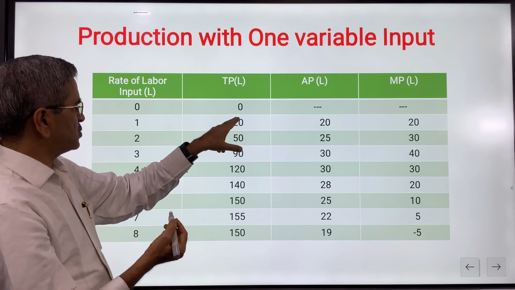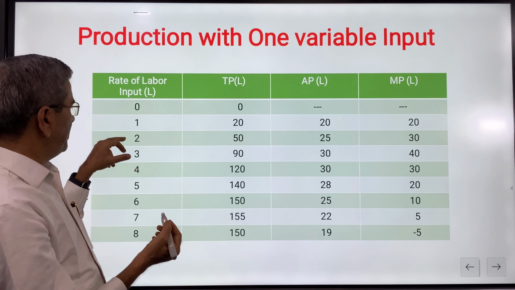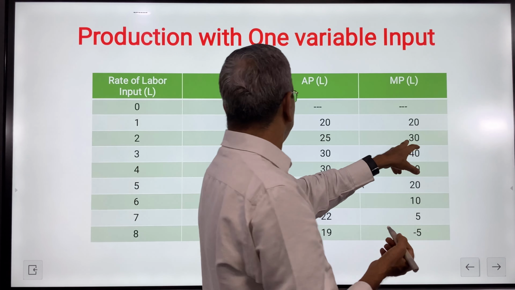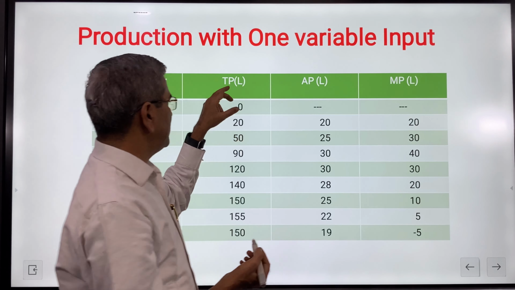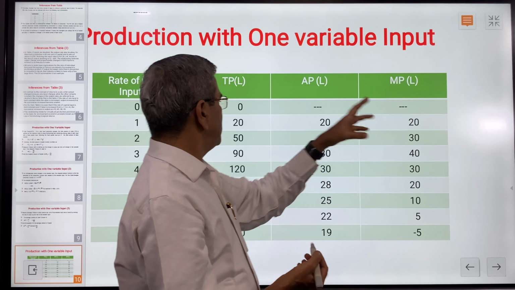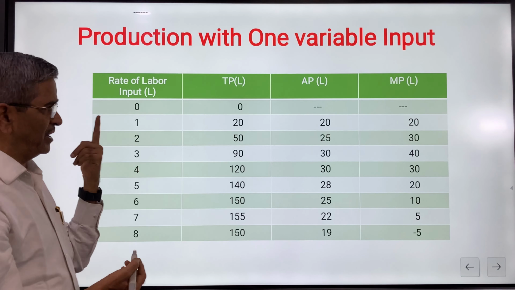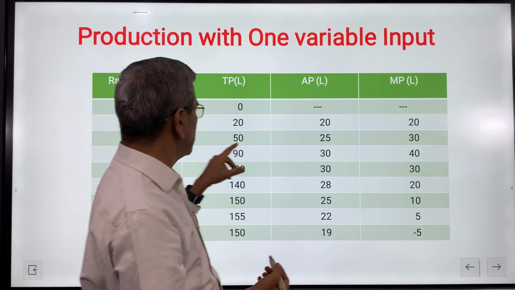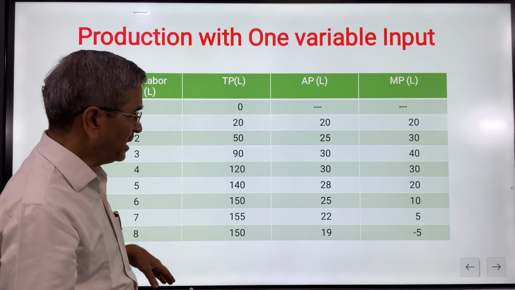So 50 minus 20 is 30, divided by 2 minus 1 is 1. 30 divided by 1 is 30. And here 20 minus 0 is 20, divided by 1 minus 0 is 1. So 20 divided by 1 is 20. So this is how you calculate all marginal productivity.